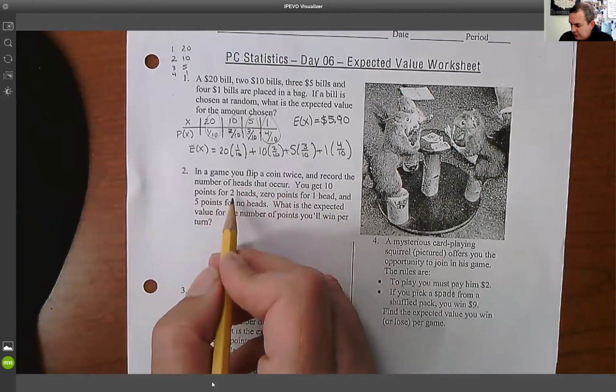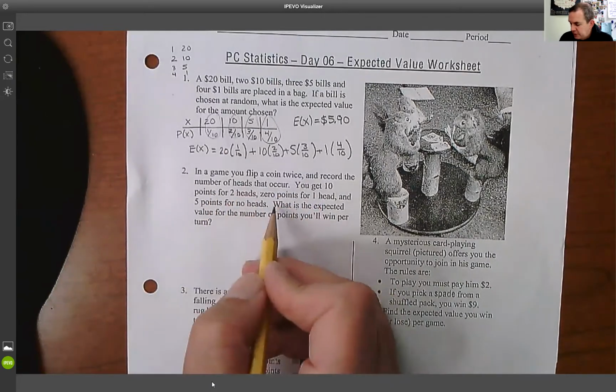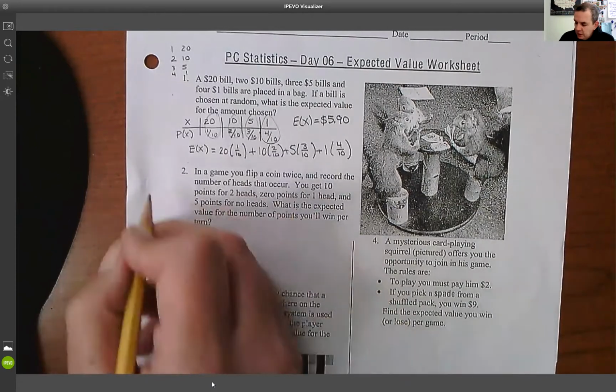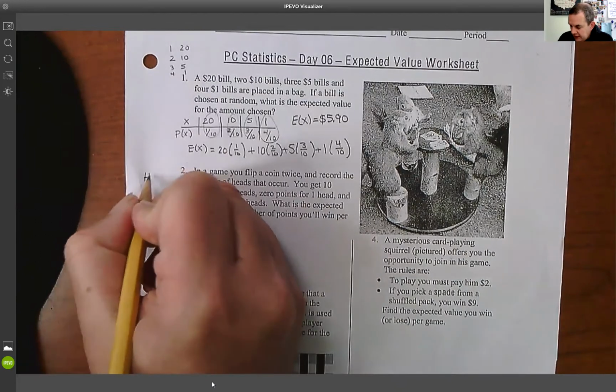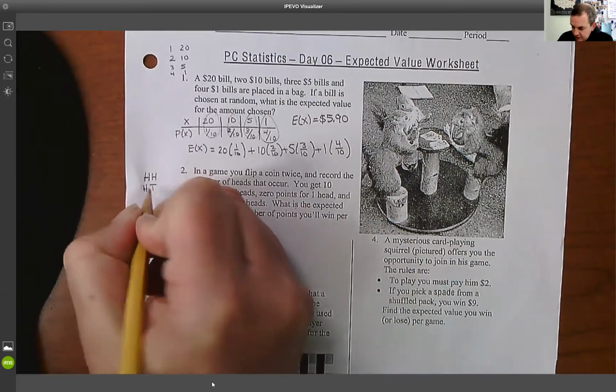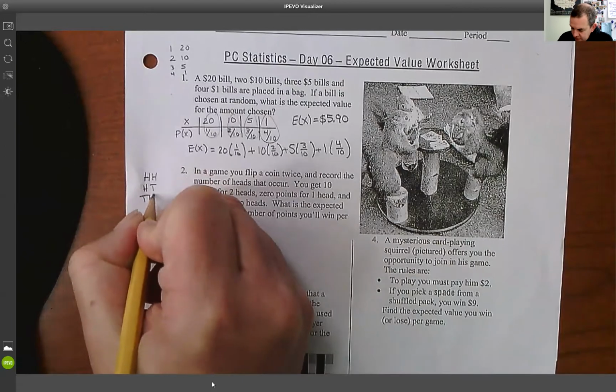You get 10 points for 2 heads, 0 points for 1 head, and 5 points for no heads. What's the expected value? Well, you have to think about what the sample space is. When you flip a coin twice, you can get heads, heads. You can get heads, tails. You can get tails, heads. You can get tails, tails.